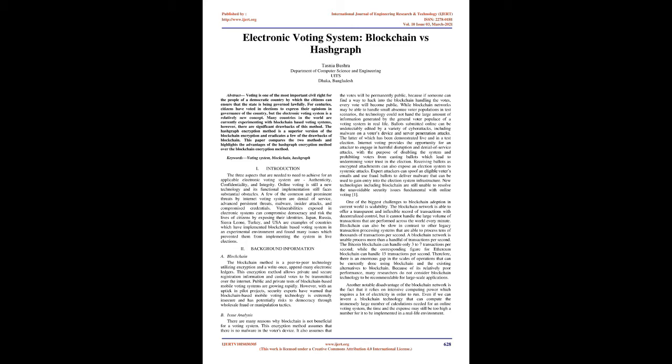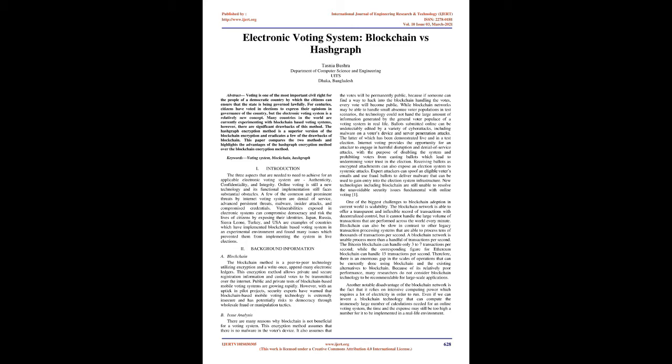New technologies including blockchain are still unable to resolve the unavoidable security issues fundamental with online voting. One of the biggest challenges to blockchain adoption in the current world is scalability. The blockchain network is able to offer a transparent and inflexible record of transactions with decentralized control, but it cannot handle the large volume of transactions that are performed across the world every minute. Blockchain can also be slow in contrast to other legacy transaction processing systems that are able to process tens of thousands of transactions per second. A blockchain network is unable to process more than a handful of transactions per second.